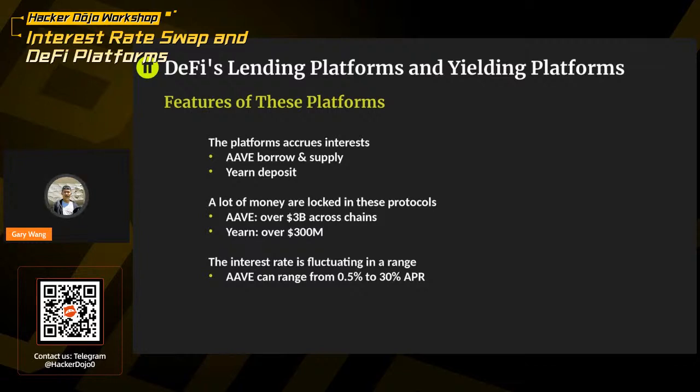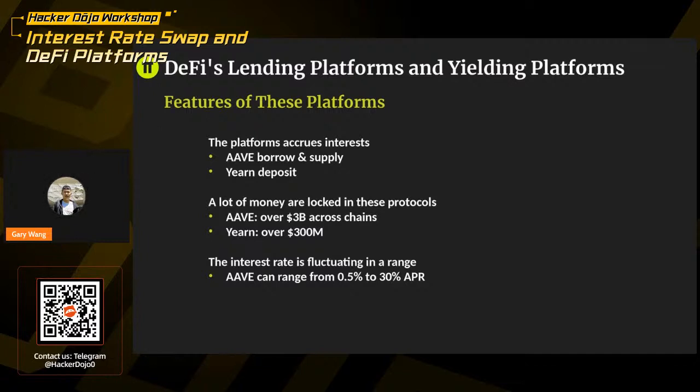So before we begin the second part of this lecture, let me summarize some features of these decentralized finance platforms. Basically, these platforms accrue interest, such as Aave borrow and supply. The borrow activity will accrue negative interest because you have to pay back more money. Yet the supply activity will accrue positive interest, for example, if you remember the examples that I've presented previously. Also, the Yearn deposit activity will accrue interest since it is an investment.